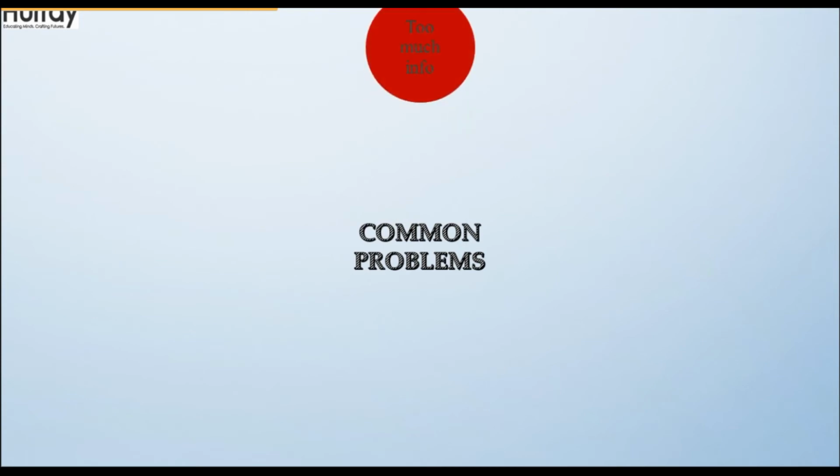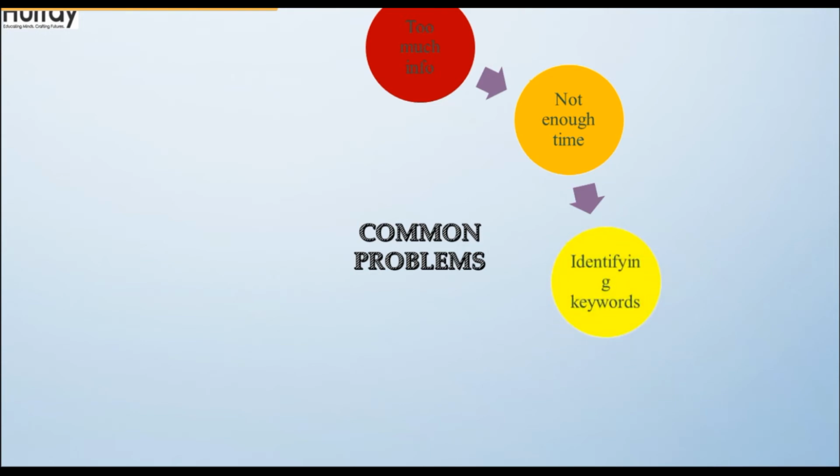Let's look at some of the common problems why students do not find the answers easily. One may be that there is too much information, therefore there will not be sufficient time to read long and lengthy paragraphs. Also, identifying keywords may be a challenge for some people. Some headings may have similar meanings, so there may be two headings which give similar meanings, and that could cause confusion for people.